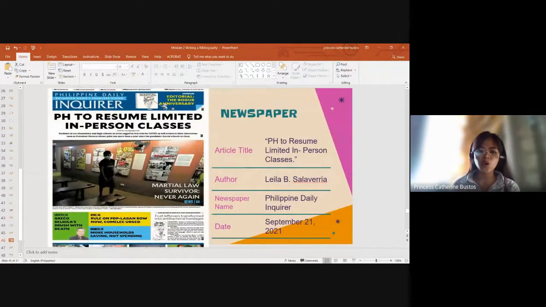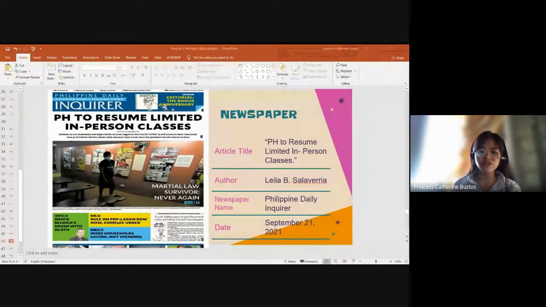Newspaper. Go. You have 2 minutes. 2 minutes to answer. Make a bibliography entry for this. Of course, you have to always start with the author. After the author, what's next? Yes, Marielle.